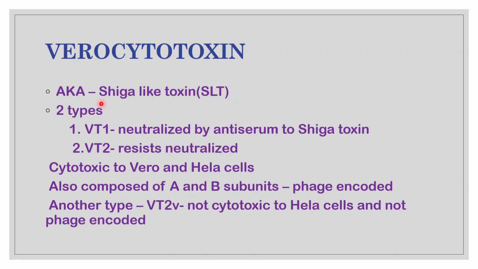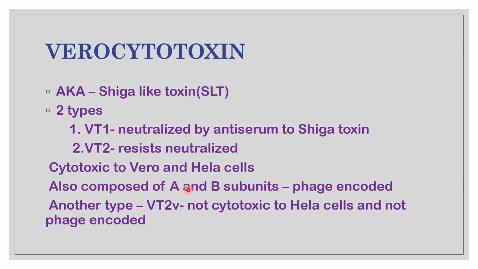Verocytotoxin. They are also known as Shiga-like toxins, as they resemble the toxins produced by Shigella dysenteriae type 1, and there are two types, VT1 and VT2. VT1 is neutralized by antiserum to Shiga toxin, and VT2 resists neutralization by antiserum to Shiga toxin. So this is the only difference between VT1 and VT2, and it is useful in treating it.